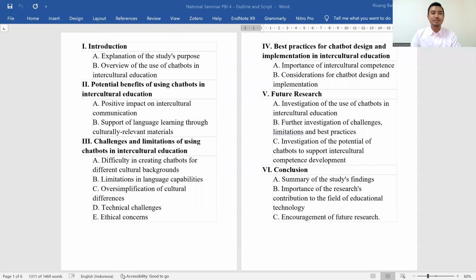Recording in progress. Hello, and welcome to this presentation on the challenges and best practices of using chatbots in intercultural education. My name is Risang Baskara, and currently I am a full-time staff in English Letters Department, Universitas Sanata Dharma Yogyakarta. Today, we will delve into the potential of chatbots in enhancing intercultural communication in the classroom, as well as exploring the challenges and limitations that come with using chatbots in intercultural education.